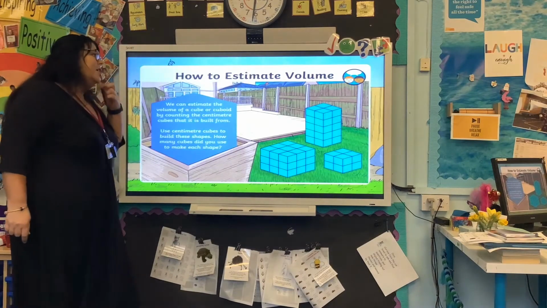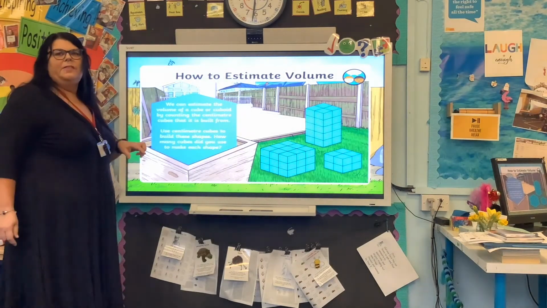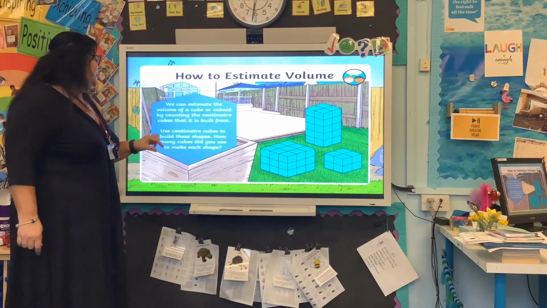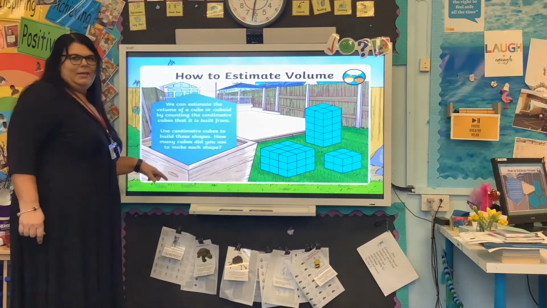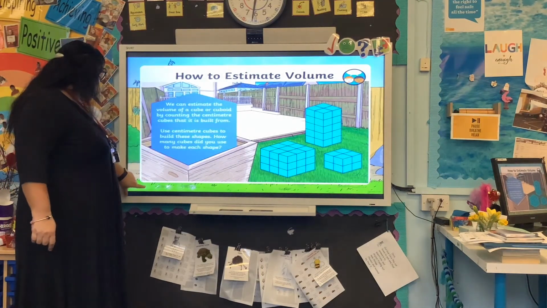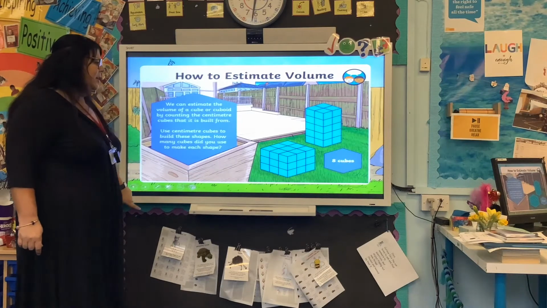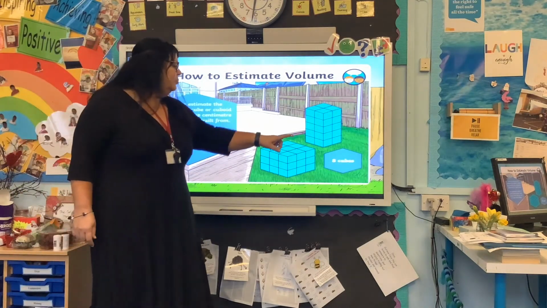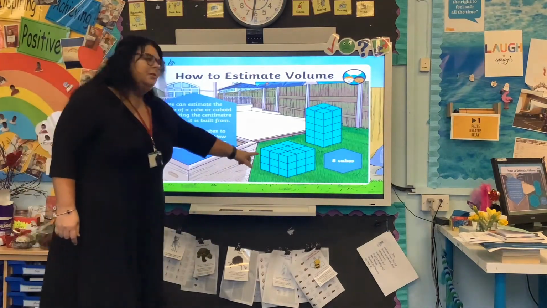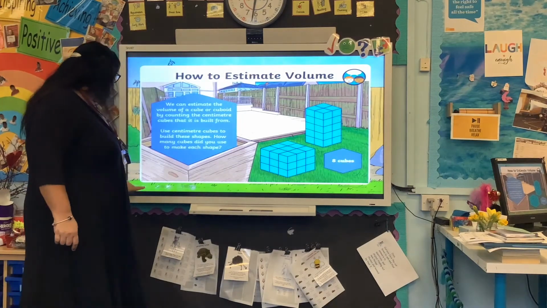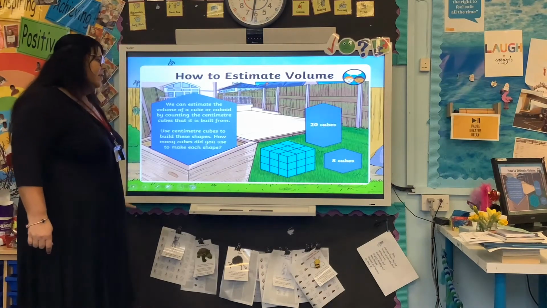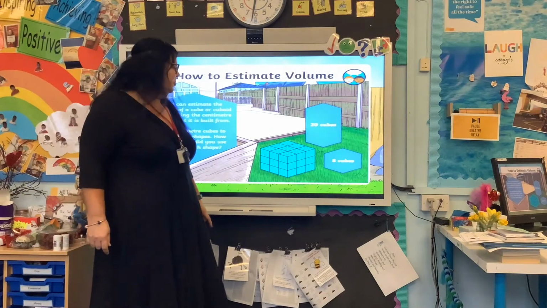So you could work out the volume, and you probably would have done this in Year 4, by counting the squares. That's what you would have done. So you would have counted the squares. So you would know that that one would be 8 cubes. What do we think the next one would be? That one is 20 cubes.